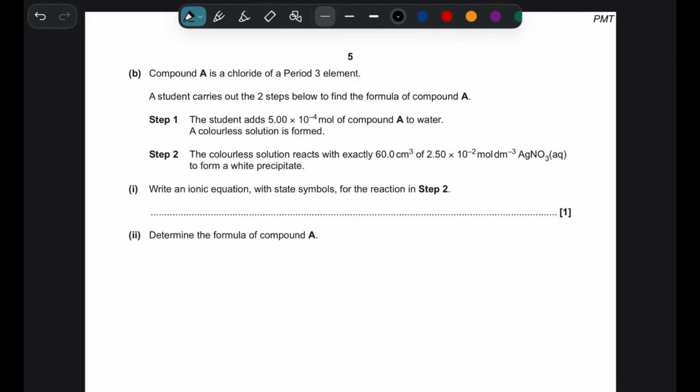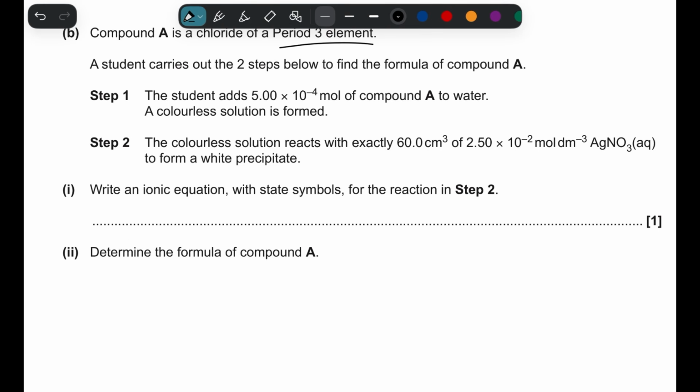Okay, so we're told that compound A is a chloride of a period 3 element. So already just think towards period 3. You have a periodic table with you in the exam. Now, we see step 1, we see step 2.